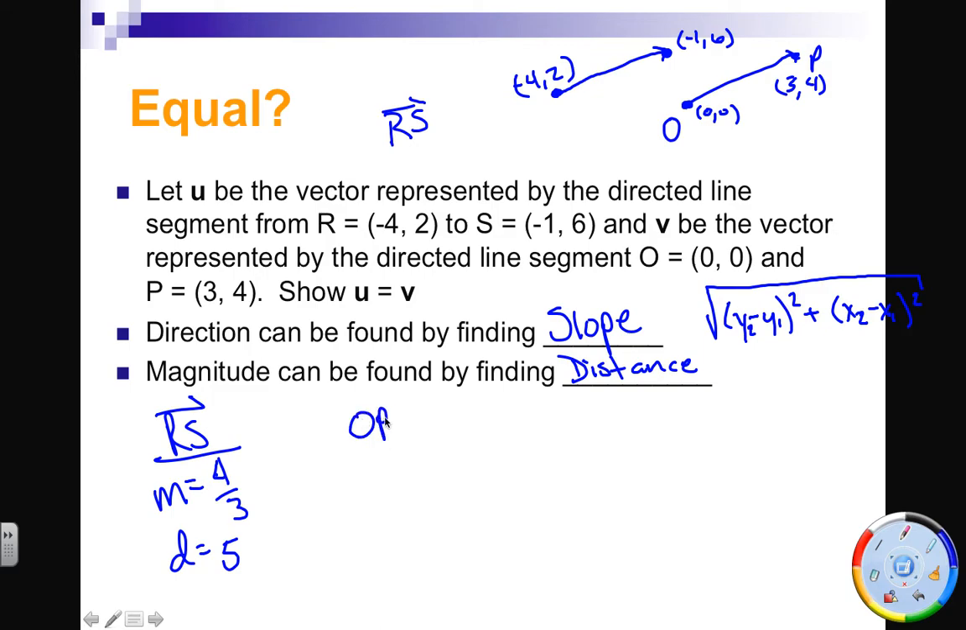Well, let's look at OP. OP, the slope for this is it rises 4 and runs 3, so my slope is 4/3. That's looking good for us. Oops, not 4/4, that's silly. 4/3. And the distance is, well, it rises 4 and runs 3. Well, that's the same idea as for distance here. It rises a total of 4, runs a total of 3. So my distance for this one is also 5, and therefore they are equal. So as long as you can show their slopes are the same and their distance or their length is the same, you're all good, or magnitude.